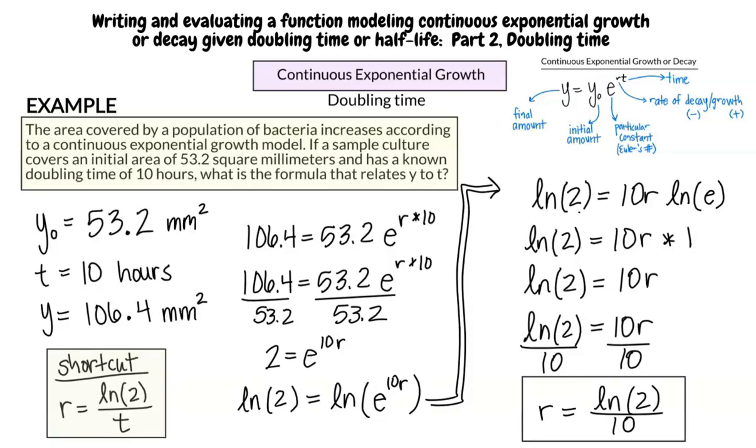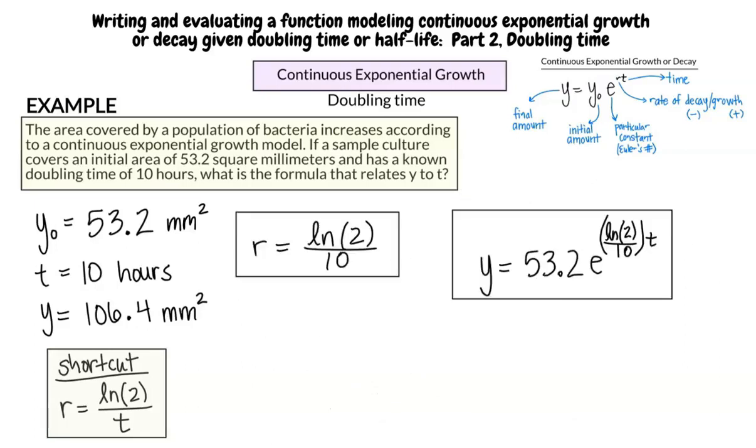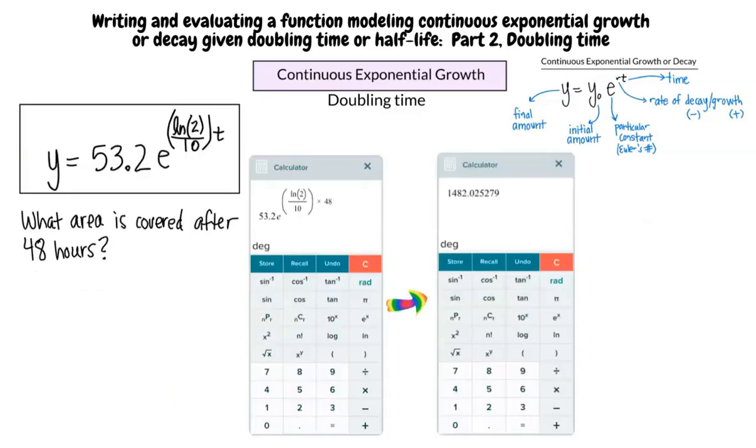Now, to complete the example, we will substitute r and y naught into the general formula and write y equals 53.2 e raised to the natural log of 2 divided by 10 times t. Like in the last video, you can now use this formula to determine the final area the bacteria covers at any point in time. For example, if we wanted to determine the area covered by the bacteria after 48 hours, we would substitute 48 for t and get about 1,482 square millimeters at the end of 48 hours.